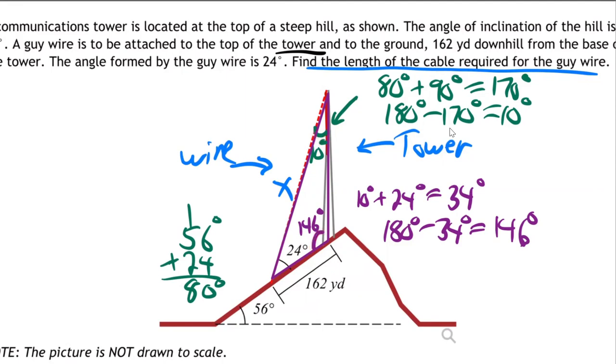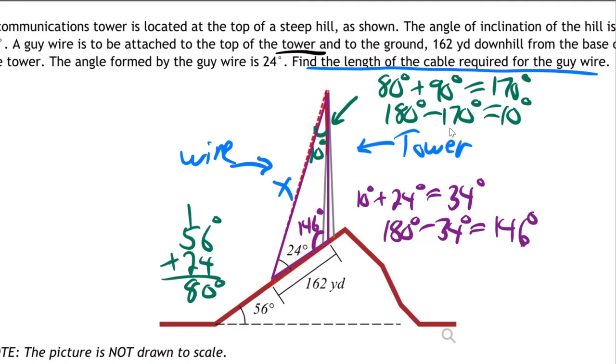Now, remember, you can use law of sines whenever you know a side. Say, I know this is 162 yards, how far down the hill the guy wire is attached, and this is the angle across from it, 10 degrees. So whenever you have a side and the angle across from it, you can use law of sines. Remember, that's how we know we're going to use law of sines on this one and not law of cosines. Law of sines is easier. We would prefer to use law of sines if we can.